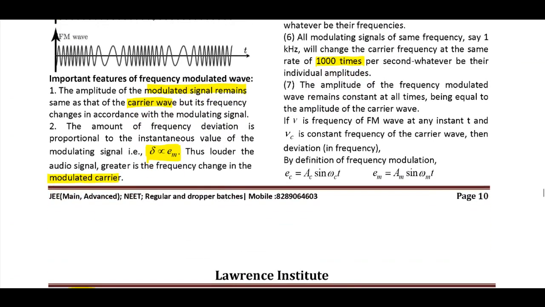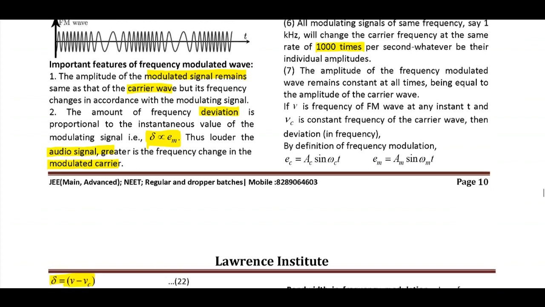Now, another important point is the amount of frequency deviation. The amount of frequency deviation is proportional to the instantaneous value of the modulating signal. Delta f is directly proportional to e_m. Thus, the louder the audio signal, the greater will be the frequency change. Louder the signal, greater will be the frequency change.